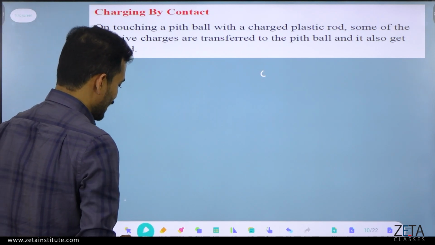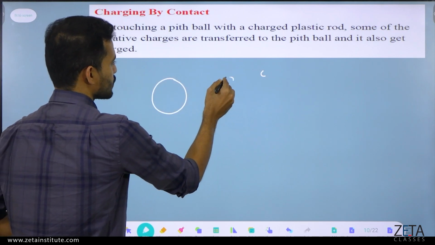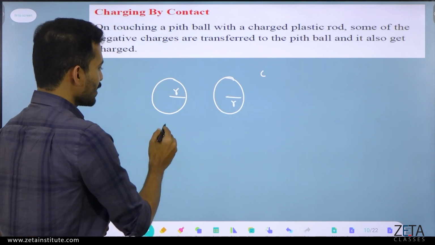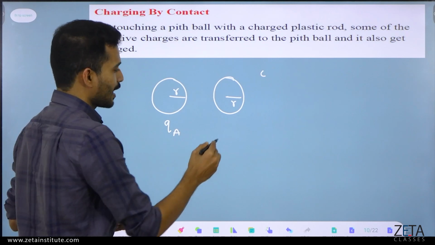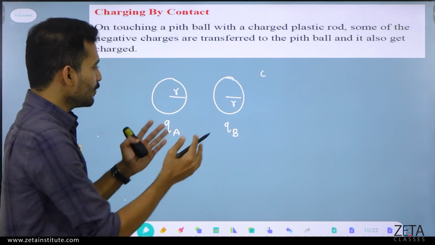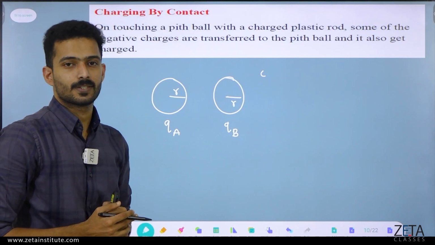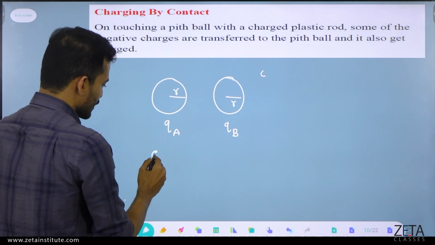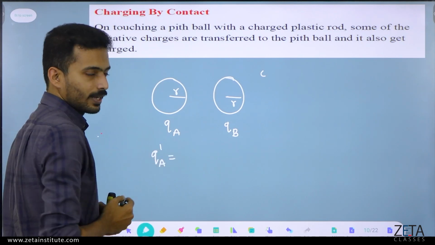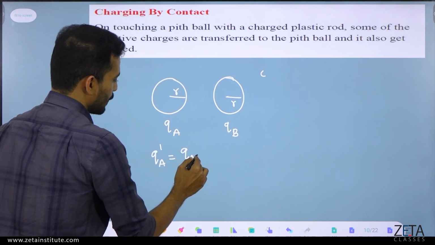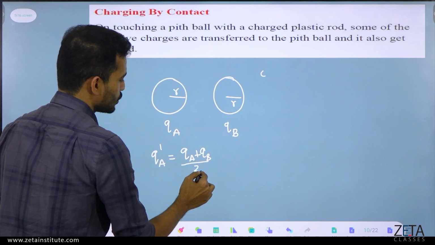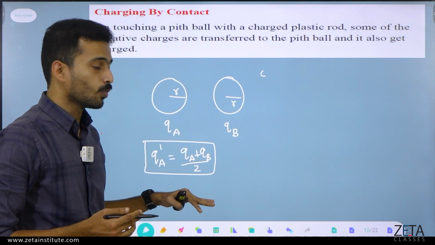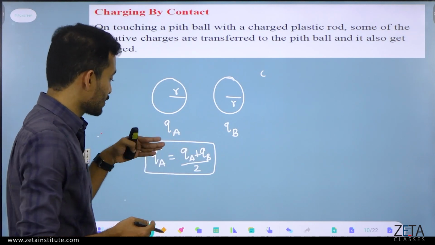Listen, there are two identical spheres. Consider two identical spheres, both having the same radius. The charge on the first sphere can be taken as QA and the charge on the second sphere can be taken as QB. When we touch these two spheres, what happens? The charge will be transferred from one to another. After touching, what is the charge on the new body? That is given by (QA + QB)/2. QA is the charge on the first body, QB is the charge on the second body, divided by 2. Okay, that is the charge on the first body.